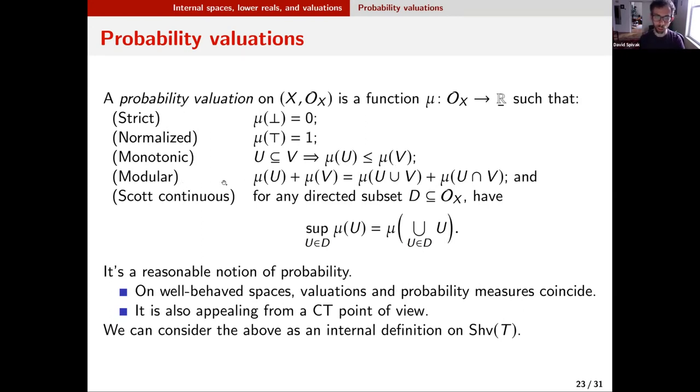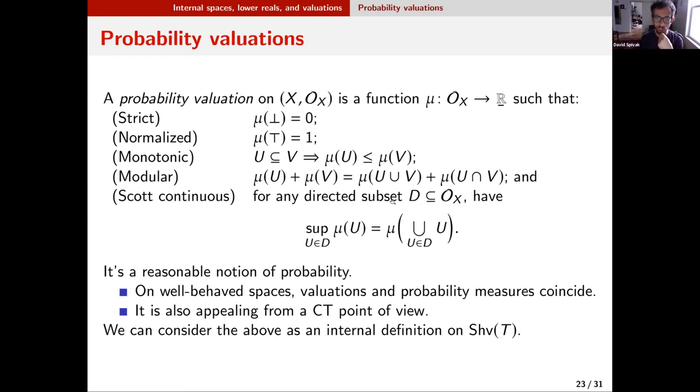And this modular law Boss talked about, it says that it's an inclusion-exclusion thing. It says that if you have two open sets, U and V, and you add up how big they are, or the measures of U and V, and subtract off the measure of the intersection, you would get the measure of the union. So it's kind of telling you that this really must be about volume in some way, or measure in some way.